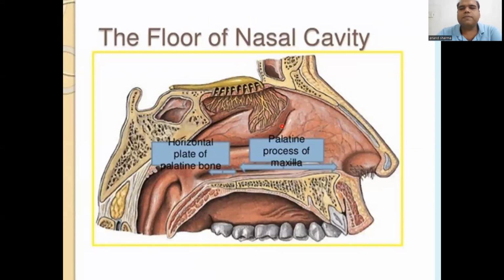In this diagram, we can see how the floor of the nasal cavity is formed, and it is separating the nasal cavity from the oral cavity. The floor is formed partially by the palatine process of maxilla and partially by the horizontal plate of the palatine bone. When these two parts fuse, they form the hard palate of the oral cavity, which forms a separation between the nasal cavity and oral cavity.